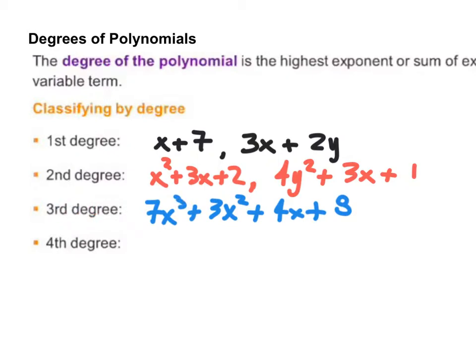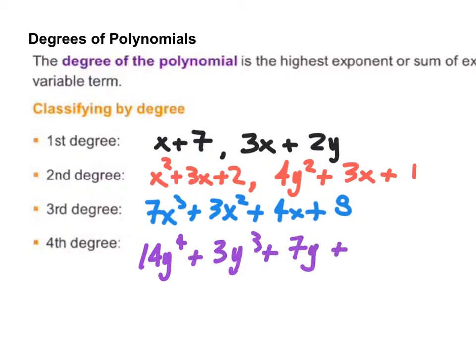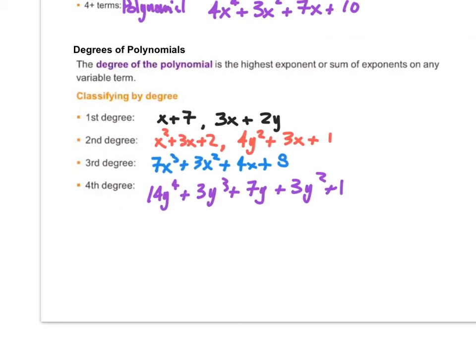If we had a fourth degree polynomial, let's call it 14y to the fourth plus 3y cubed plus 7y plus 3y squared plus 1, my largest exponent is 4. So we look for that. When we look at this, we ask ourselves, where's our largest exponent? And we ask ourselves, how many terms are there? That's a question we ask.